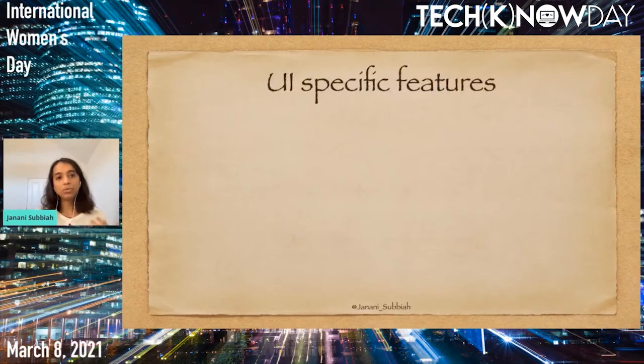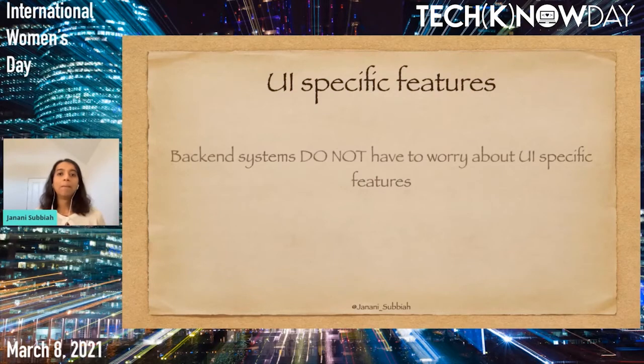So similar to UI-specific APIs, having a BFF also allows teams to implement UI-specific features much faster and more efficiently. And more importantly, backend systems do not have to worry about UI-specific features. And when I say UI-specific features, an example could be push notifications. So the BFF can take care of implementing APIs that could be useful for push notifications.